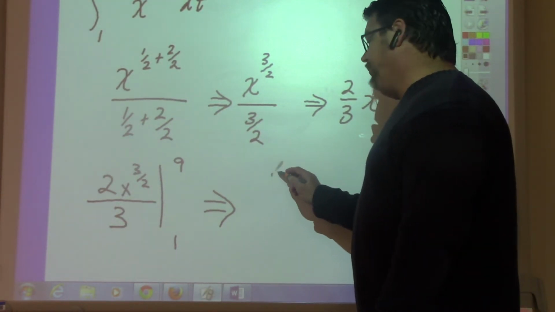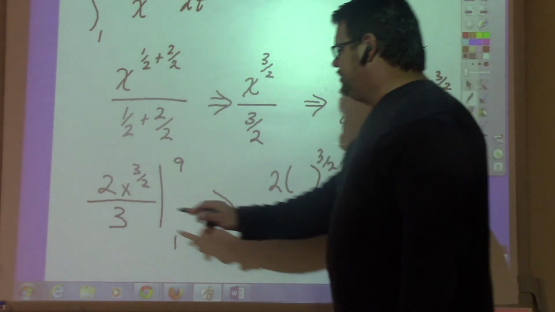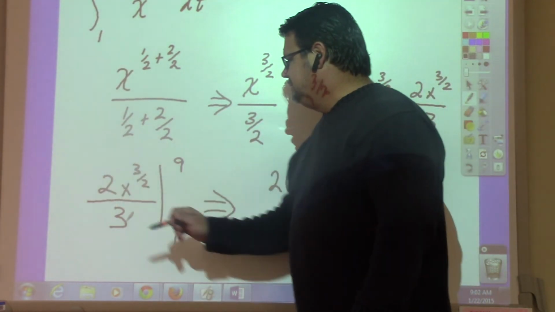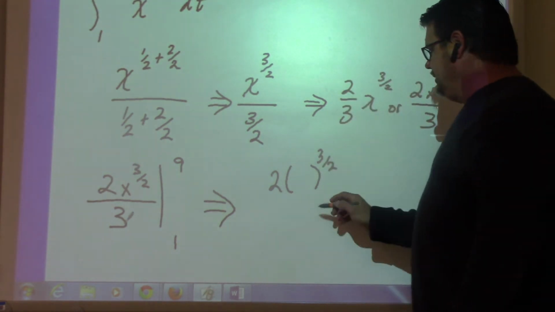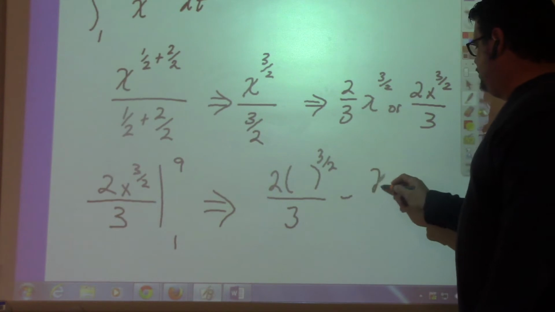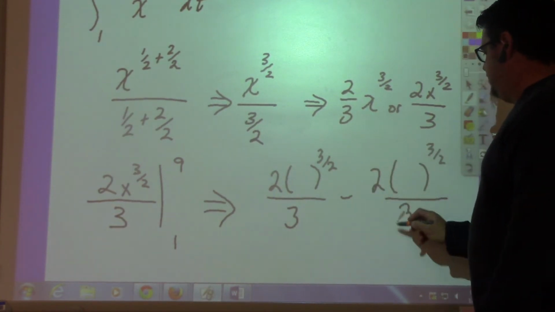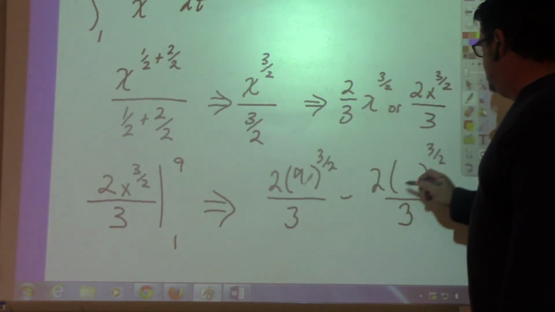All right, so 2 parentheses. I know why I did it. I was looking at this 2 over 3, and evidently I just kept writing. Minus 2 times parentheses 3/2 over 3, and 9 and 1.